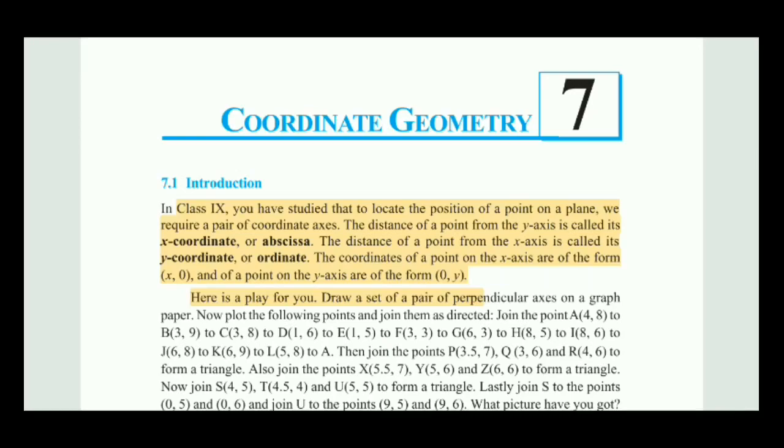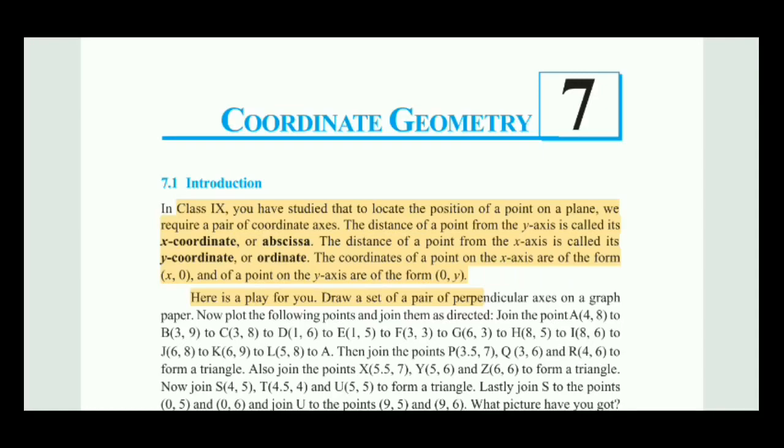You know very well, in ninth class we studied the location of the position of points on a plane, and we require a pair of coordinate axes, known as the x-axis and y-axis. The distance of the point from the y-axis is called its x-coordinate, also known as abscissa, and the distance of the point from the x-axis is called its y-coordinate, known as ordinate.